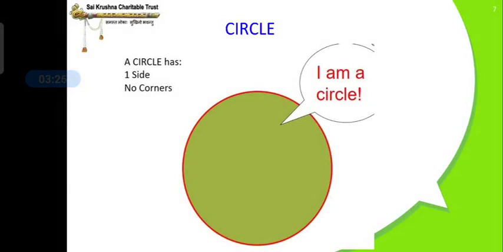Next shape is circle. So a circle has no corners and of course no sides, but here it is written as one side. So that one side is nothing but a line which separates the inside and outside of a circle. That is nothing but the curved line of a circle is represented as one side in this case. Okay, a circle has no corners.